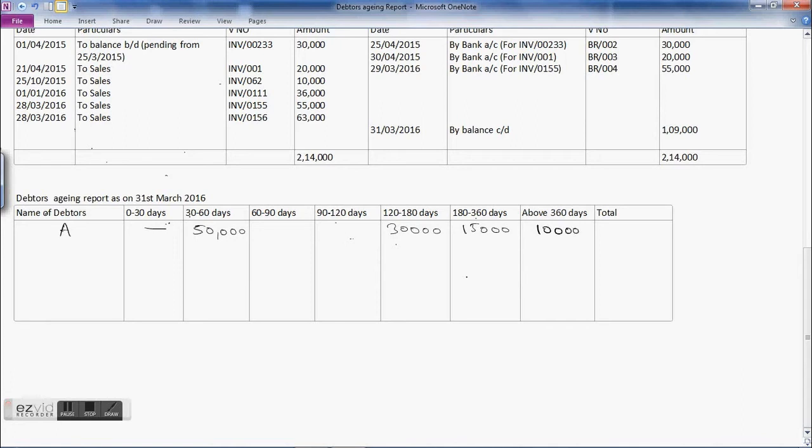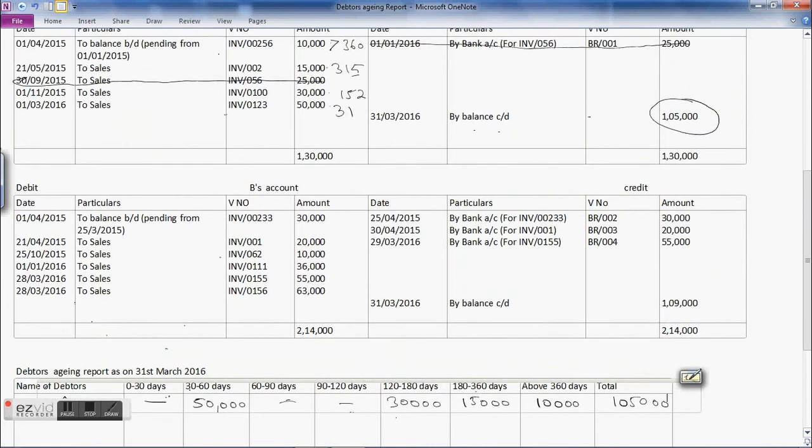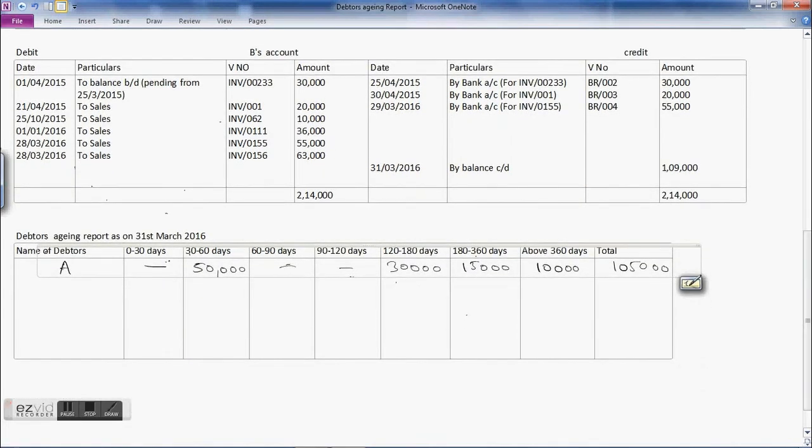Now if you total all this, it comes to 50,000 plus 30,000, that is 80,000. 80,000 plus 15,000, so that is 95,000. 95,000 plus 10,000 is 1,05,000. Now this should match with your total amount due, or what is the balance carried down as on 31st March 2016. Now let's go to the next example, that is Mr. B.